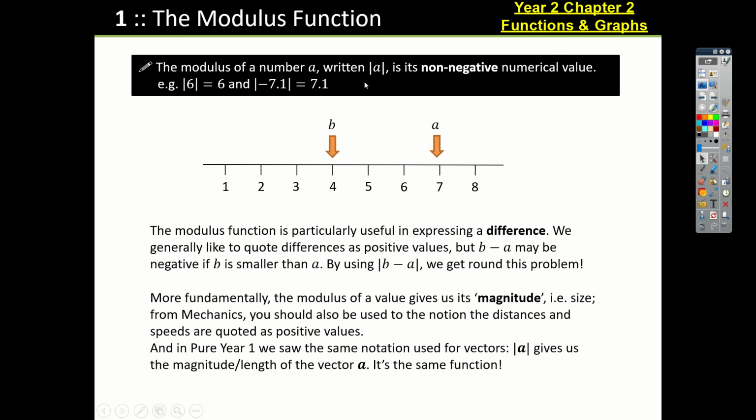What it does is it takes a number and it tells you its non-negative numerical value. Okay. Another way to think about it is this is its size or its magnitude. Okay. If you spot this notation in other topics like vectors, you'll notice that they're very much linked. Okay, it's to do with how big or what the size is.